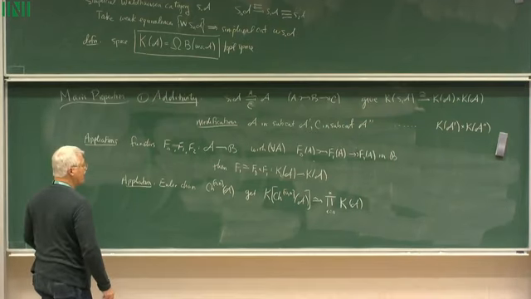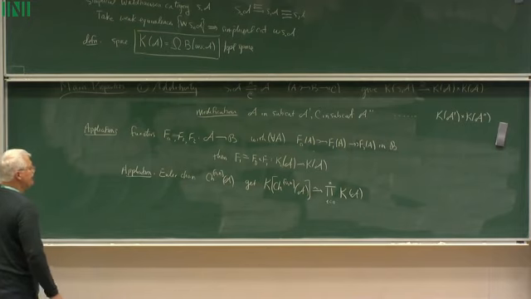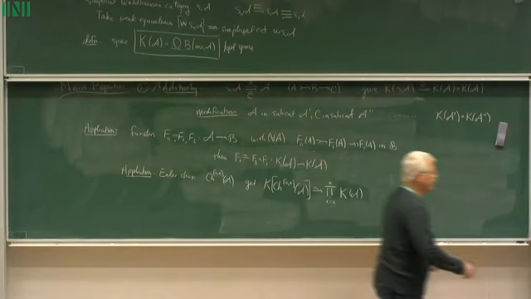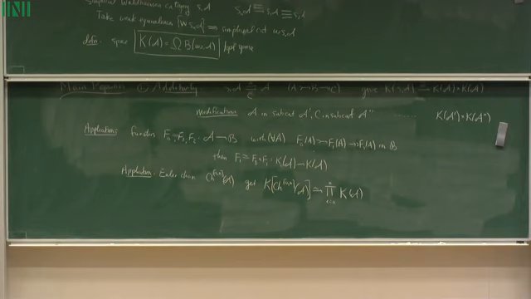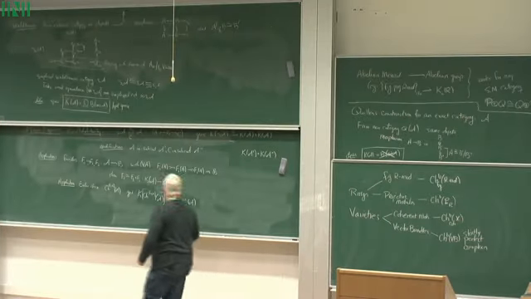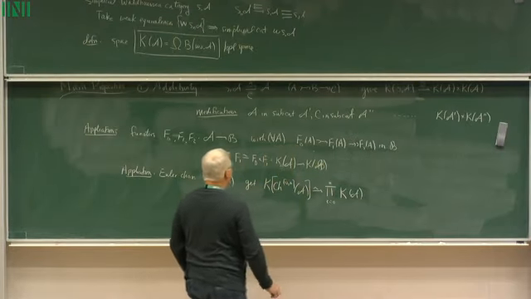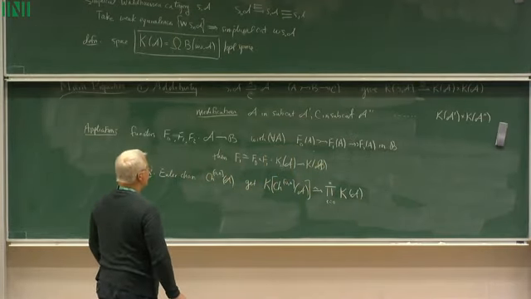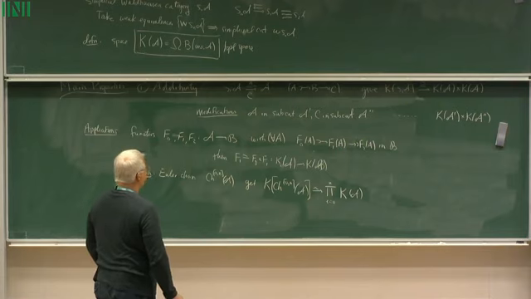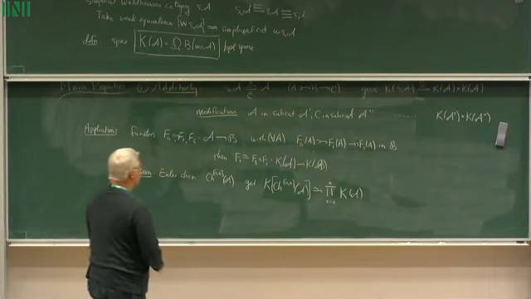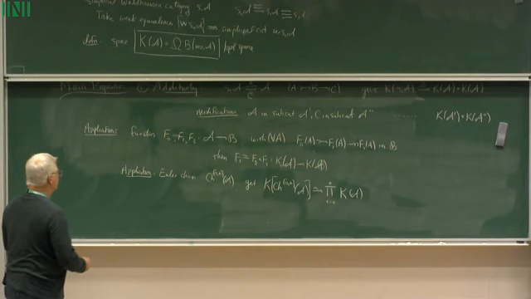So the previous line should go from A to B, K to B. Yes, in fact. So let's see if I can modify that without getting myself into trouble. So if this is a B, yeah, that works. Okay.